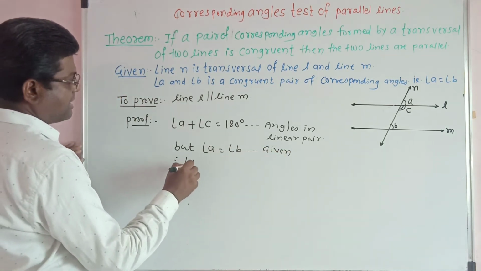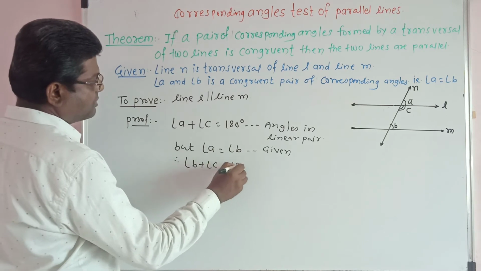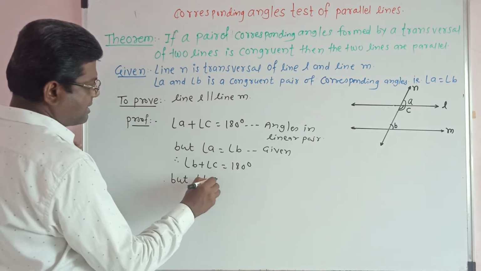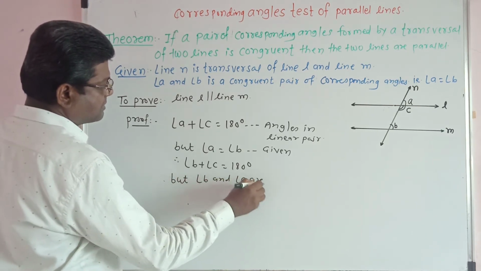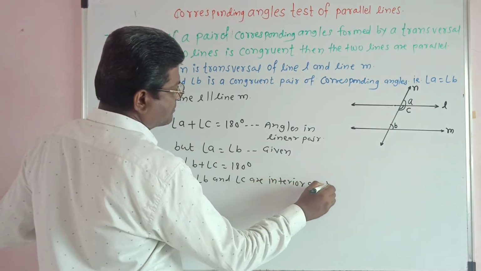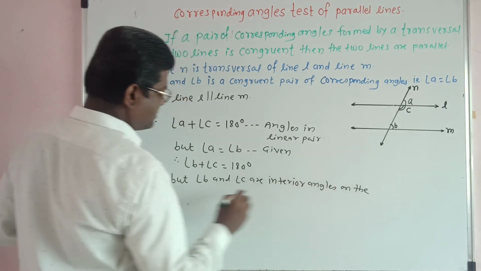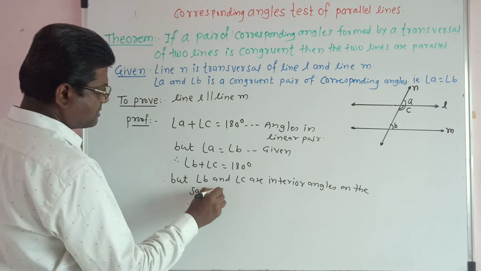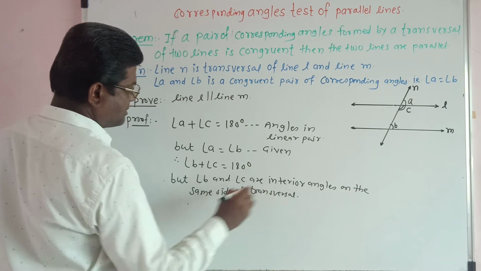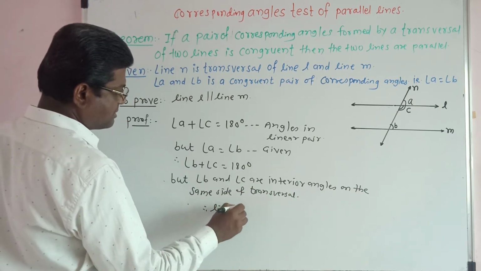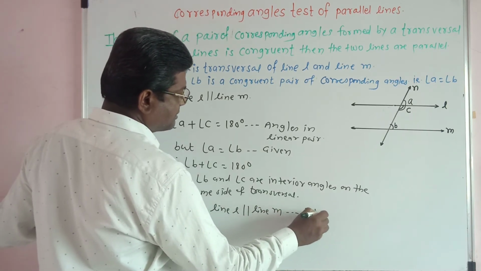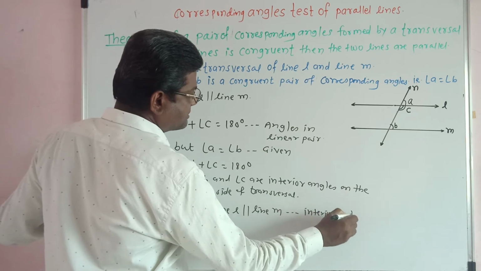Therefore, angle B plus angle C is equal to 180 degrees, but angle B and angle C are interior angles on the same side of the transversal. Therefore, line L is parallel to line M, and the reason is interior angles test.